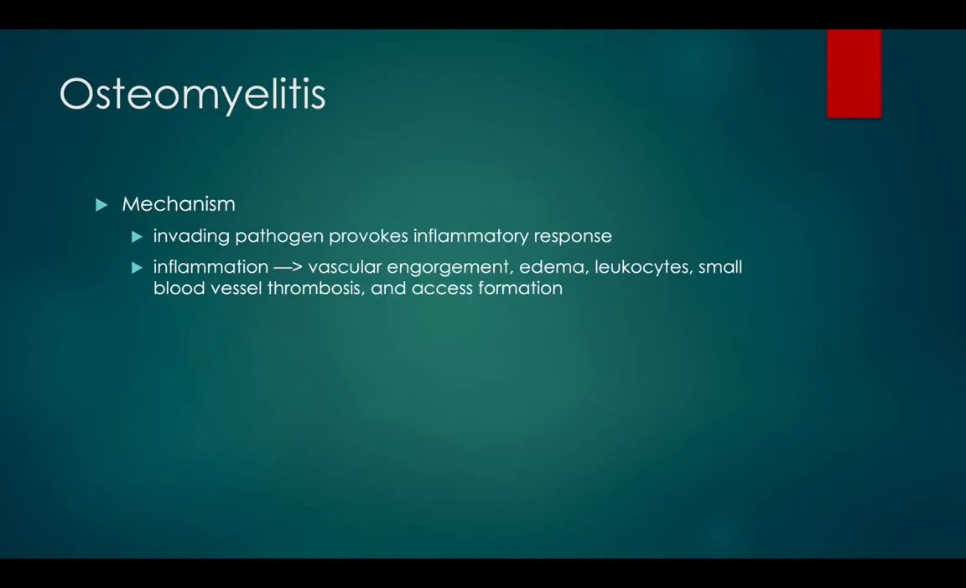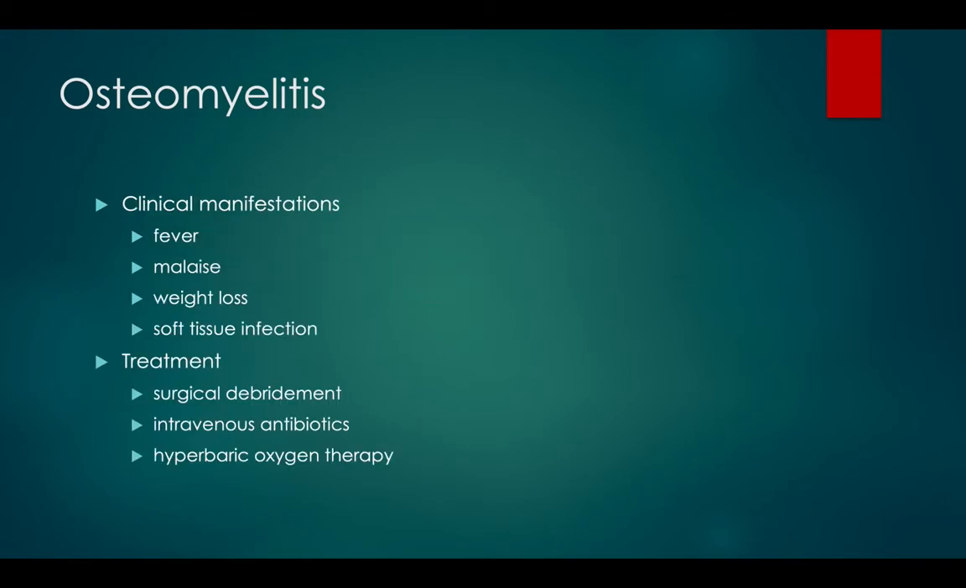So, mechanisms of osteomyelitis. Like we talked about, the invading pathogen gets into the bone and provokes an inflammatory response, and inflammation causes vascular engorgement, edema, and leukocytes to travel to the bone. Small blood vessels end up thrombosing because of the inflammation, and then you get an abscess formation. Clinical manifestations of osteomyelitis are fever, malaise, weight loss, and soft tissue infection. Treatments for this are surgical debridement, intravenous antibiotics, and hyperbaric oxygen therapy.